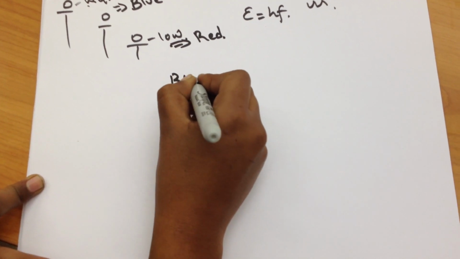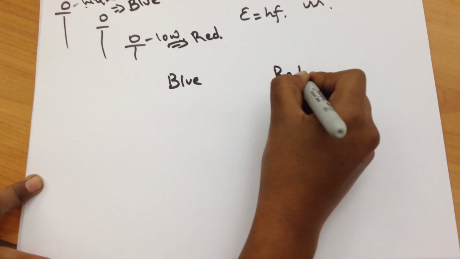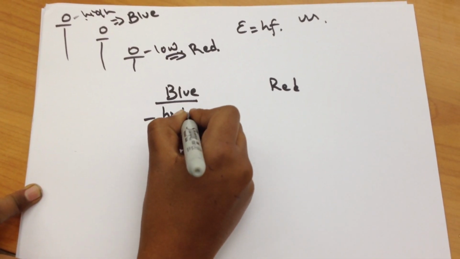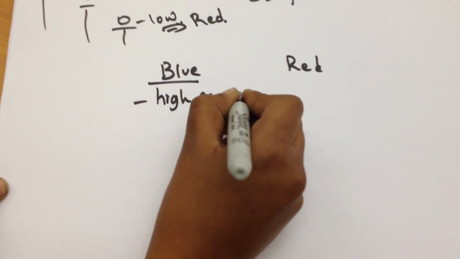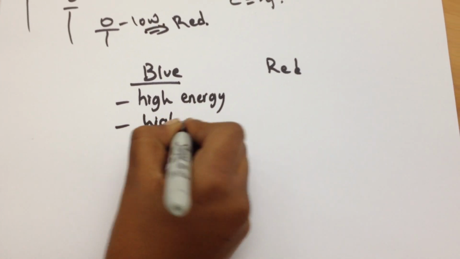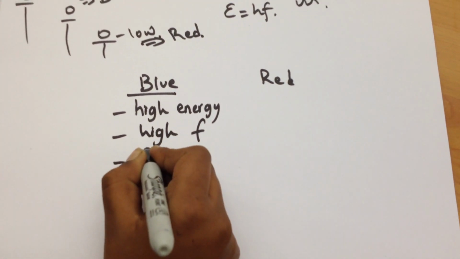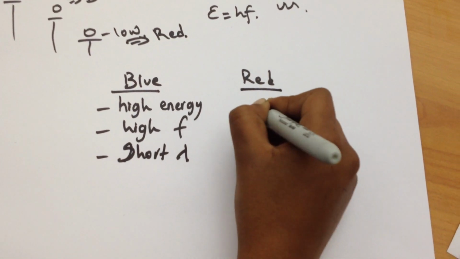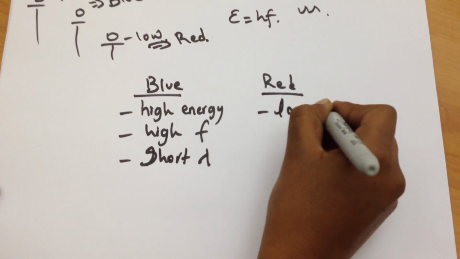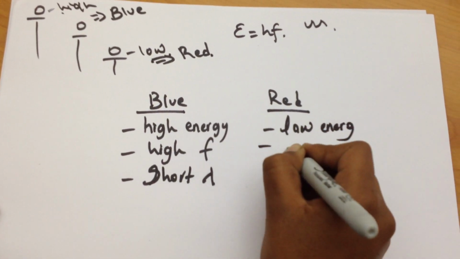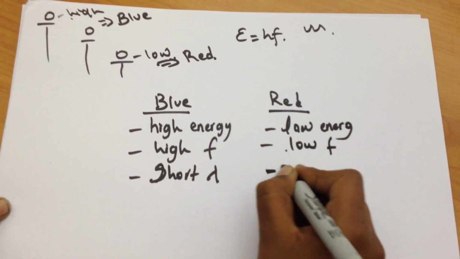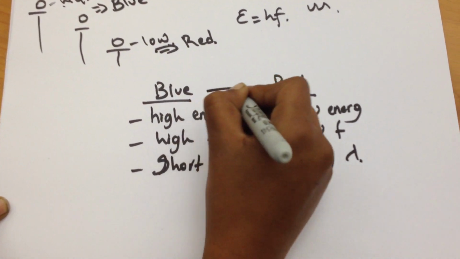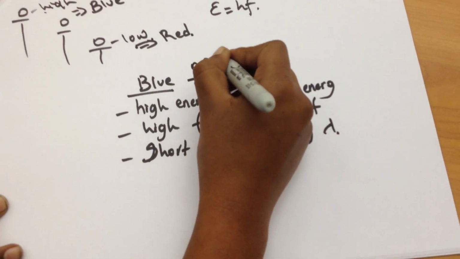Let's compare the blue and the red. Blue, since it's from a high energy level, would give high energy. It would have high frequency and short wavelengths. The red one has low energy, low frequency, and long wavelengths. So the blue one is the opposite of the red one.